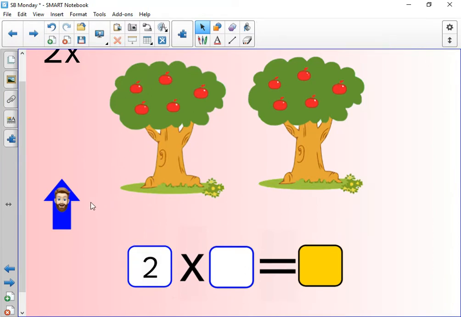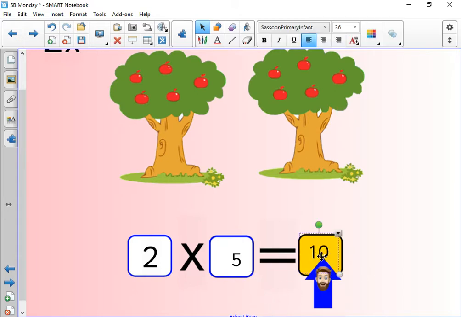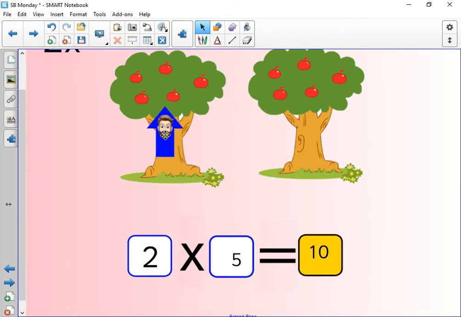So again, I've got some trees here. Trees are my groups. So I know I've got 2 groups, 2 trees. But how many now in each group? 5 in each group. So 2 multiplied by 5. What's the total, everybody? Nobody needs to count that one. It's 10. And can you see the double there? 5 and 5. It's a double. 10.